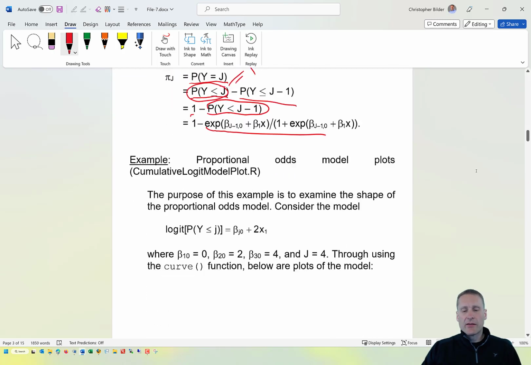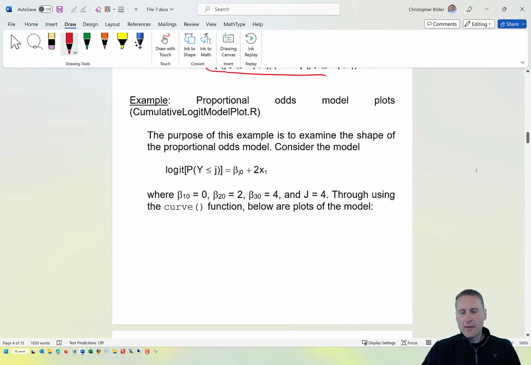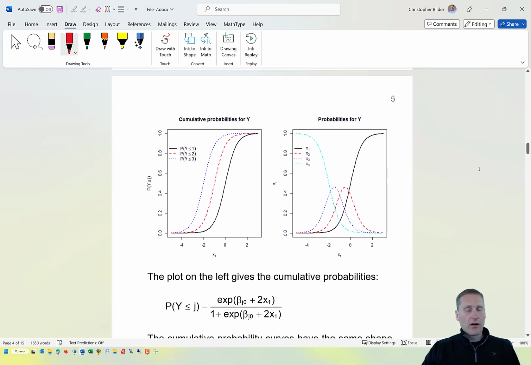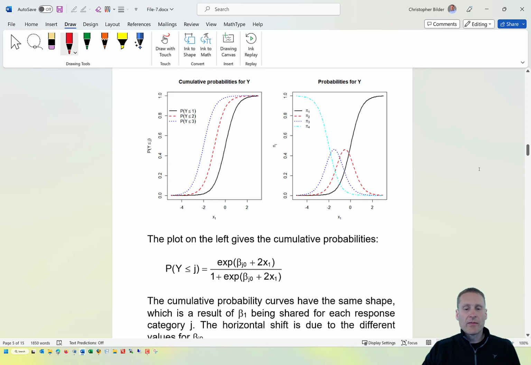Let's take a look at a plot of the model. So for this particular situation, I'm going to let beta 1 be equal to 2. So I have a slope of 2, you could say. I'm going to have just one explanatory variable. And I'm going to have capital J equal 4 different categories that are ordered, where I need to define beta 1,0, beta 2,0, and beta 3,0. Notice how I have them equally spaced there. Through using the curve function in R with our expressions for our model that we just saw, make sure you understand how to use the curve function for this purpose, I can construct the following plots. So on the left side here, let me make this a little bit bigger too.